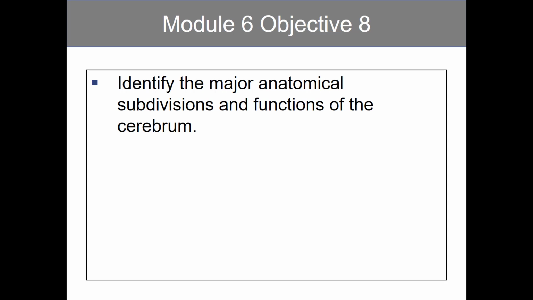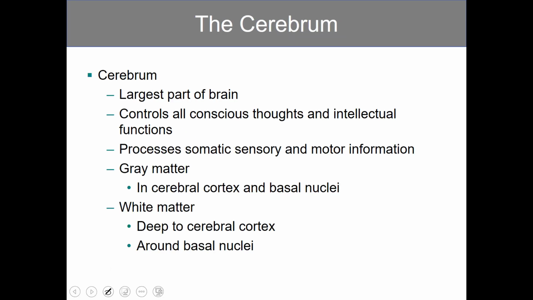Module 6, Objective 8: identify the major anatomical subdivisions and functions of the cerebrum. The cerebrum is the largest part of our brain, controlling all conscious thoughts and intellectual functions. It processes somatic sensory and motor information.